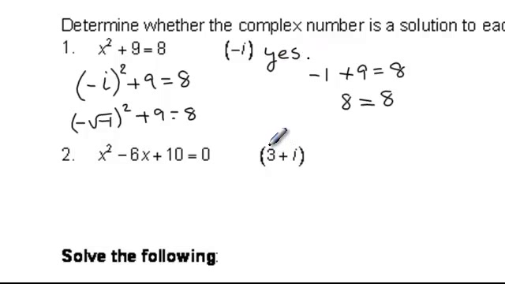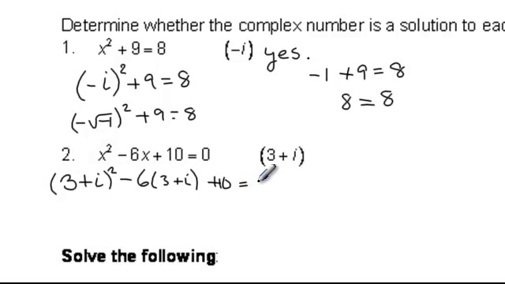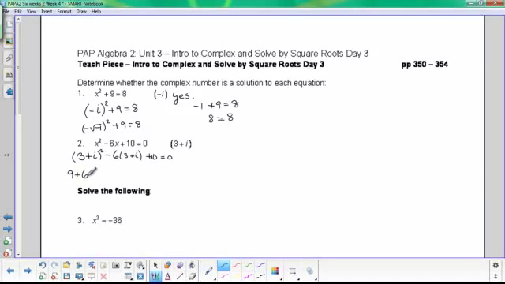Again, we'll be substituting the complex number 3 plus i into x across the equation. 3 plus i squared minus 6 times 3 plus i plus 10 equals 0. This becomes 9 plus 6i plus i squared. That's a perfect square trinomial: a squared plus 2ab plus b squared.